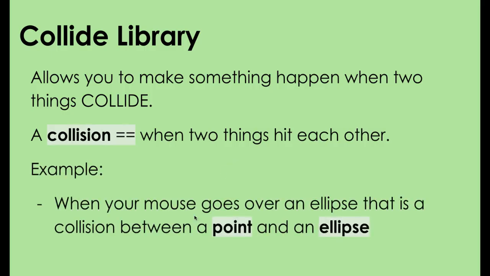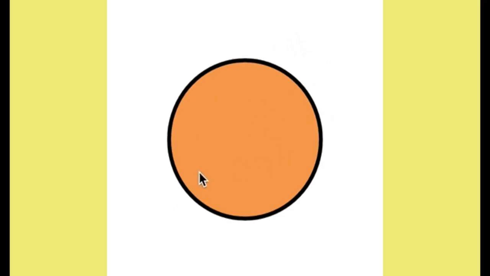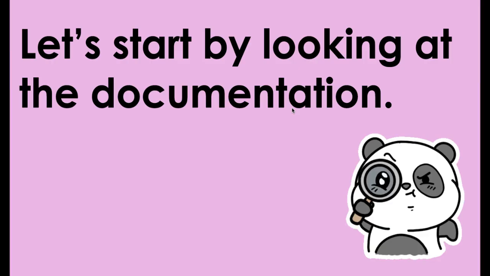For example, when your mouse goes over an ellipse, that is a collision between a point and an ellipse. Your mouse is the point and the ellipse is the shape. So in this situation, the mouse is the point and here we have an ellipse. So we're going to start by looking at some documentation.